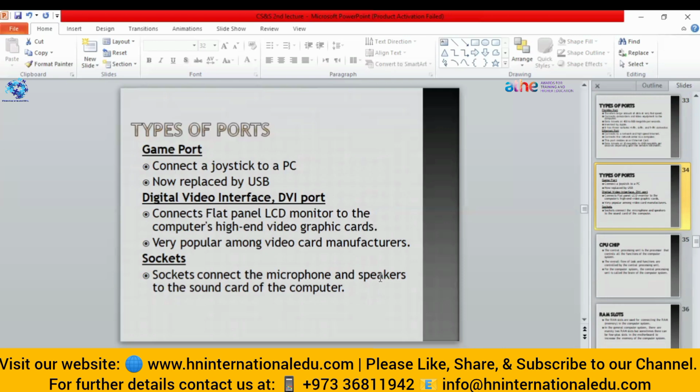The Digital Video Interface, DVI port, connects the flat panel LCD monitor to the computer's high-end video graphics card, very popular among video card manufacturers. Sockets connect the microphone and speakers to the sound card of the computer.